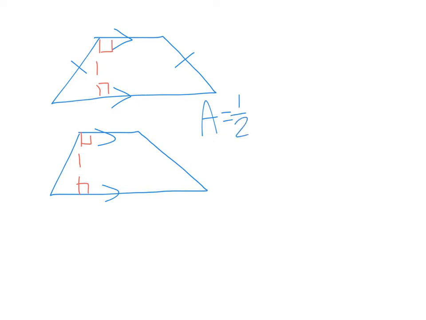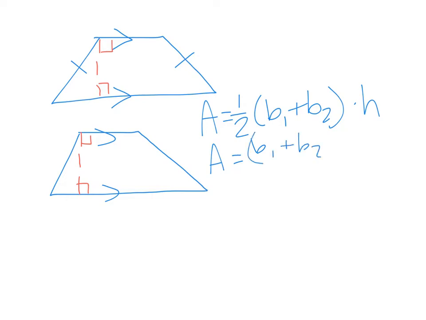1/2 times base 1 plus base 2 times our height. That's one way of seeing that formula. Another way, base 1 plus base 2 times our height all over 2. What we're doing here, guys, is we are taking our first base and our second base, adding them together and dividing by 2. We're taking the average of those bases and we're multiplying by the height, just like we would do if it were a rectangle, if it were a square.